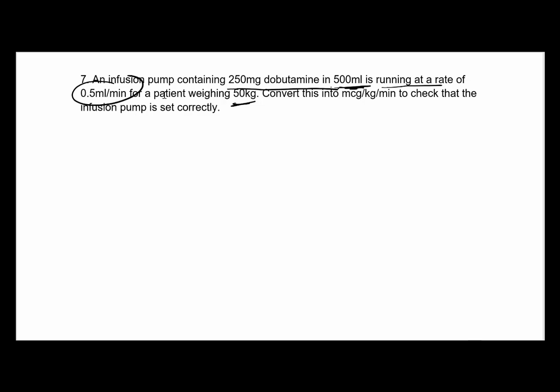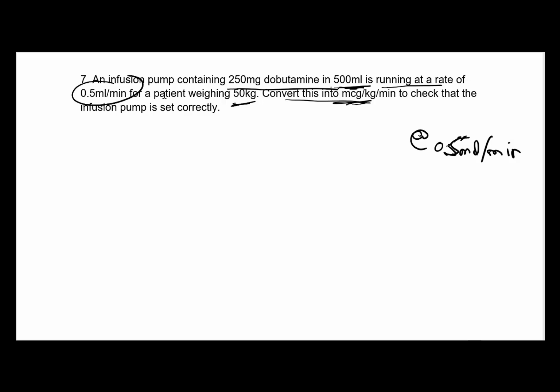So far, we have been given how many mcgs per kg per minute, and we were calculating the infusion rate. Now we have been given the infusion rate, and we have to work backwards to find out the actual dose per kg per minute. Remember, we have to convert this into mcg per kg per minute. So we're working backwards. The infusion is given at the rate of 0.5 mils per minute. In the previous questions, I calculated mils per minute. So now I'm going backward.